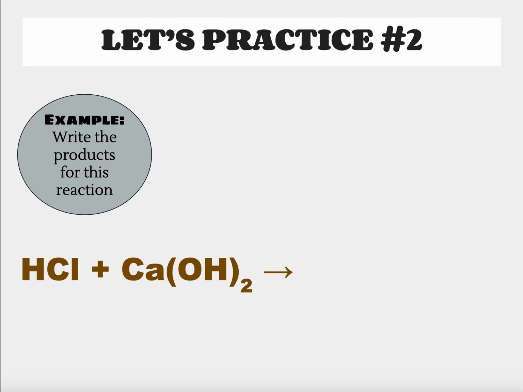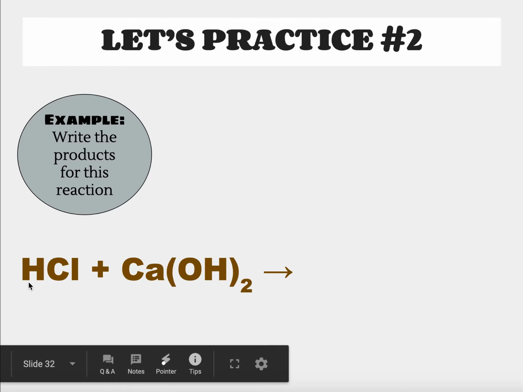Okay, so we're looking again at a neutralization reaction. We have an acid because it starts with H, and we have a base because it ends in OH. So I know that one of my products is going to be water. The other one is going to be the combination of Ca and Cl. Remember, Ca comes first in the formula, and so it needs to stay first in the formula on the product side.